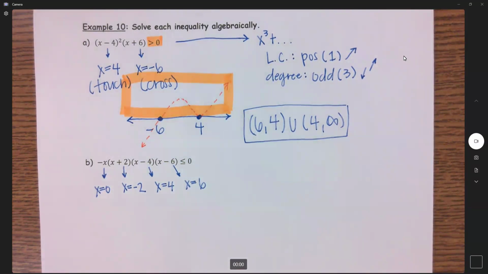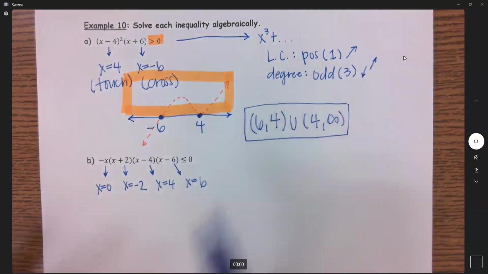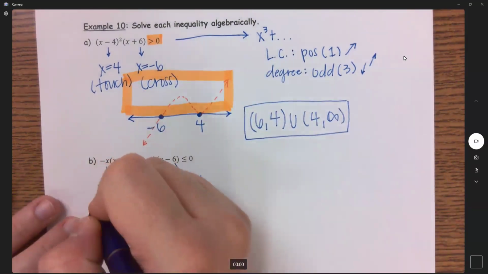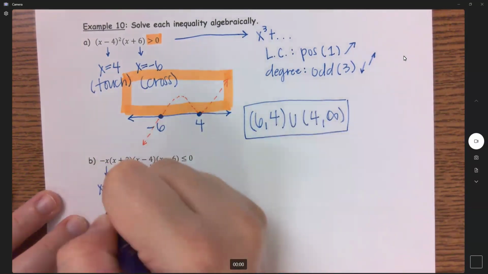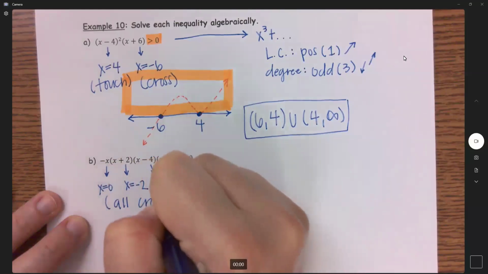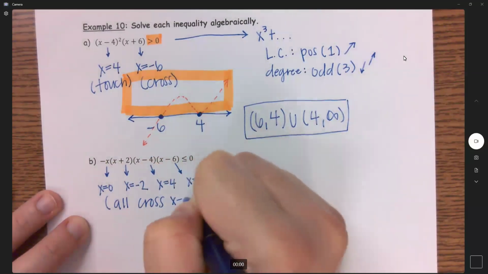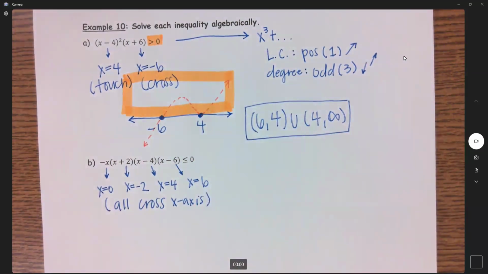Now, all of these have odd multiplicity. This is to the first, to the first, first. So these are all going to cross. So I'm just going to put right here, all cross x-axis. All of those have odd multiplicity.